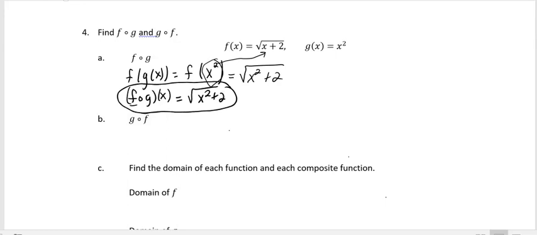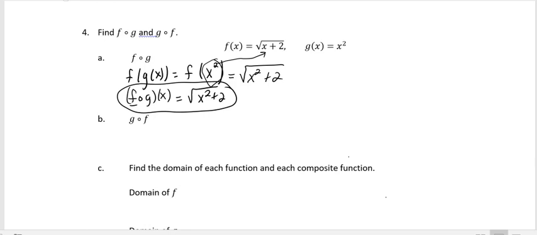I cannot simplify inside because I'm adding x squared and the 2, I'm adding them together, so I cannot break it apart. Okay. If x squared was by itself, then I could simplify the square root of x squared.